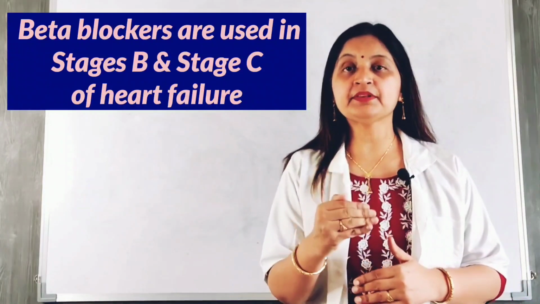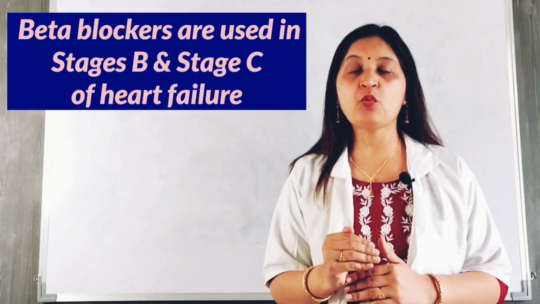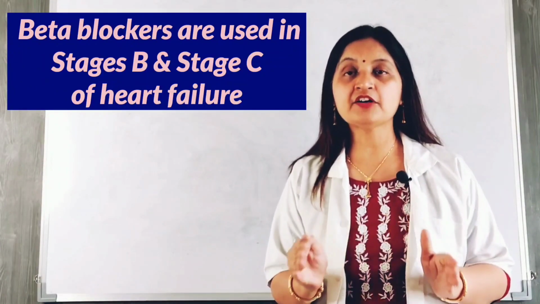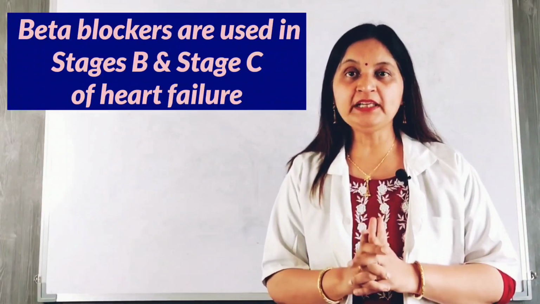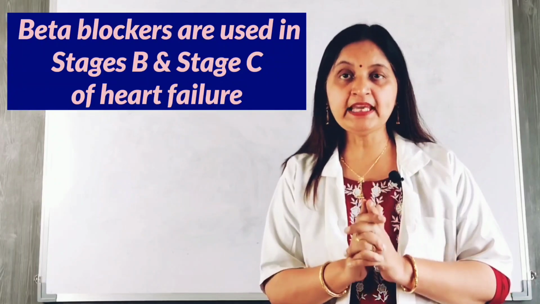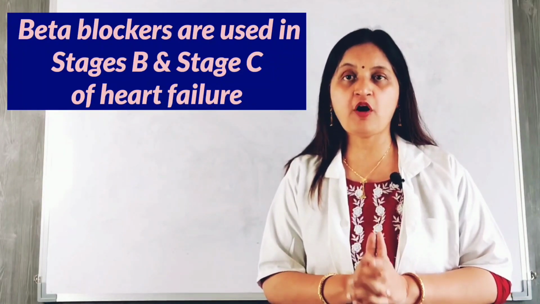By decreasing the sympathetic activation, they reduce the ventricular remodeling, the cardiac workload decreases, and the functional decline and the progression of heart failure decreases. So beta blockers are used in stage B and C of heart failure, and they delay the progression of heart failure.